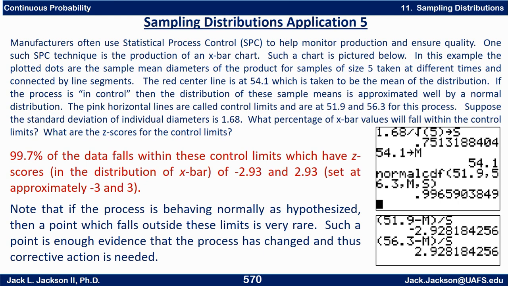All right, and I believe that's going to bring us to the end of this video on some application problems with sampling distributions and the central limit theorem.